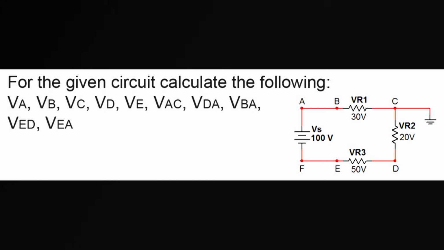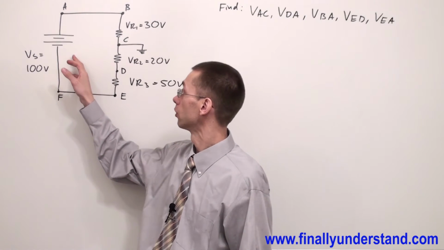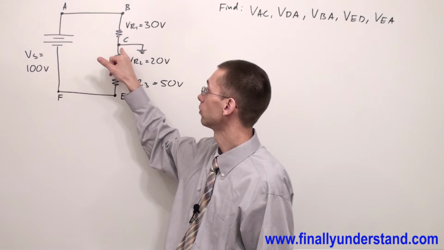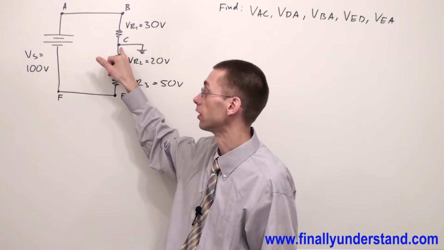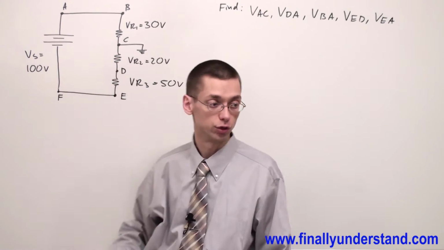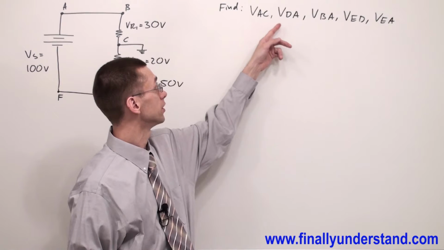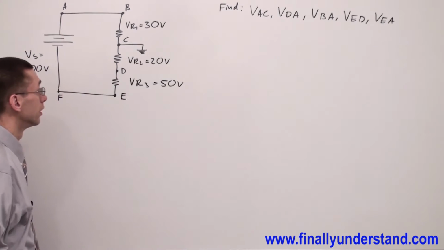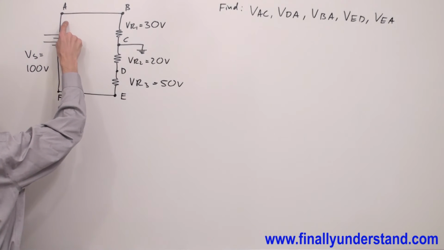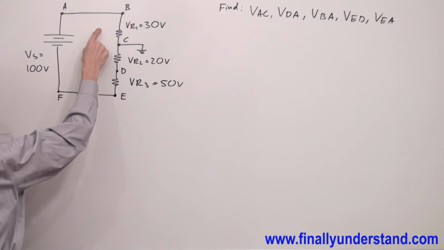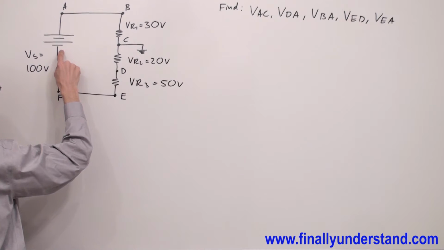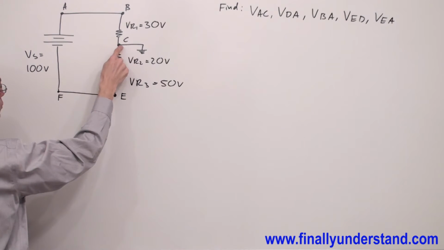Let's take a look at this example. This time we have a voltage source, three resistors, and ground connected to point C. We have to find voltages between points AC, DA, BA, ED, and EA. The very first thing: we're supposed to measure the voltage at every point with respect to C, not to the negative terminal of the power supply.